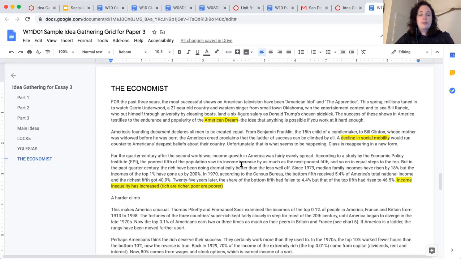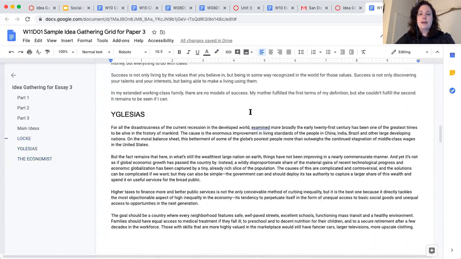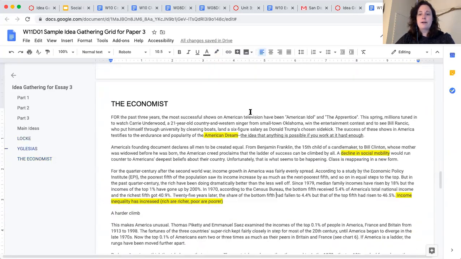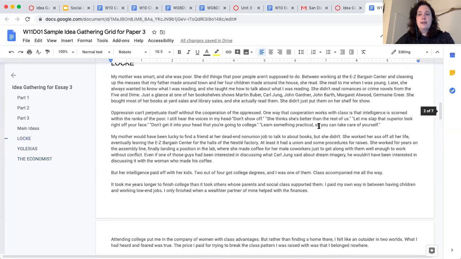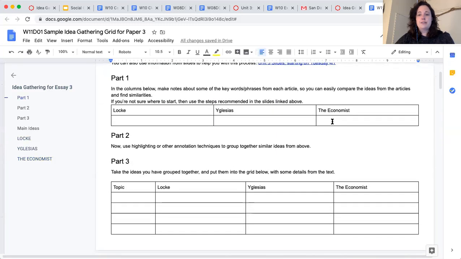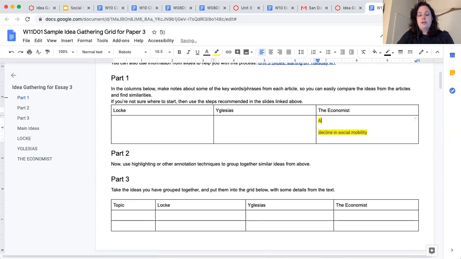So what I would say at this point is a good thing to do is we've already got a few keywords that we want to think about. So let's go ahead and put those keywords in this document right here. So we've got American Dream. So this is where we're just focusing on one article each.